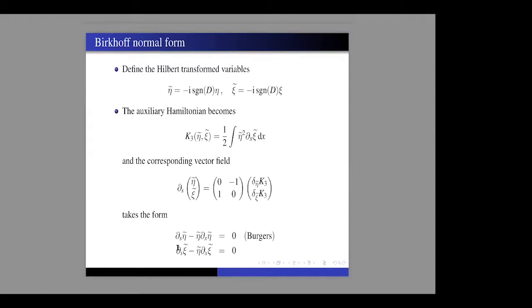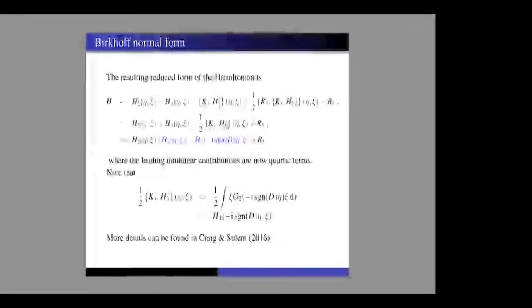So you see that the equation for eta tilde is a Burgers equation, inviscid Burgers equation. And the equation for xi tilde is the linearization along the Burgers flow. So that's interesting. I would say that's even surprising, the fact that you get such a generic PDE associated with these transformations to eliminate the cubic terms in the Hamiltonian. And so you can proceed.